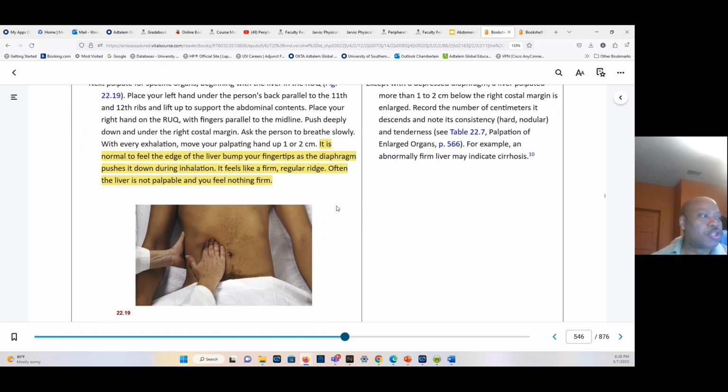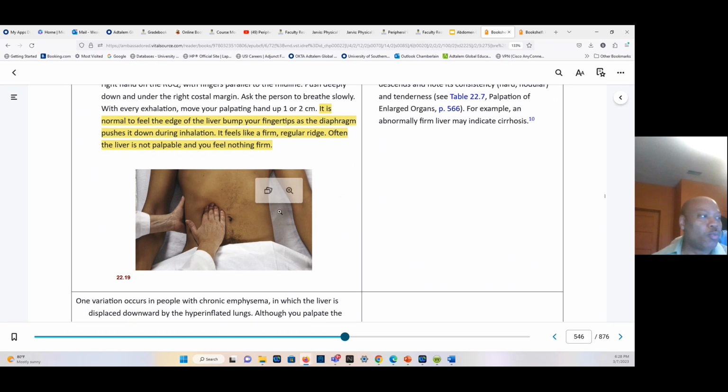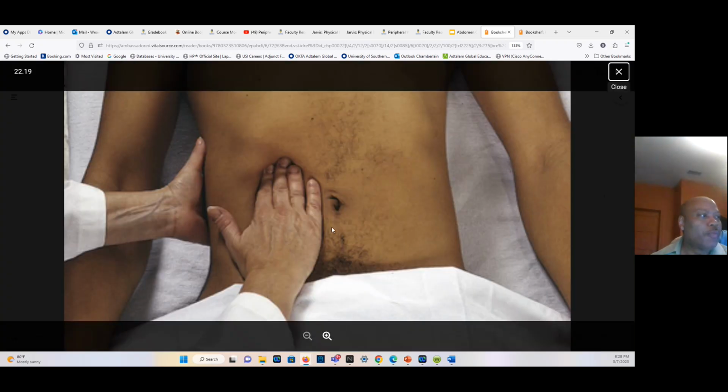All right. So I wanted to just show you an image of what palpating the liver will look like. And as you can see there, this is the right upper quadrant. We know that the liver is in this quadrant. See how you're supporting the liver with the left hand here, and then you're actually palpating, trying to feel the edges of the liver with that right hand. So I just want to give you an idea of what that would look like.